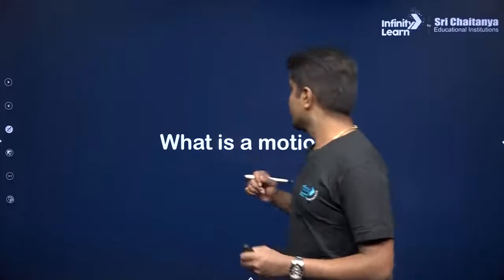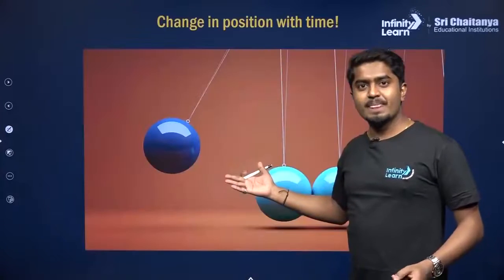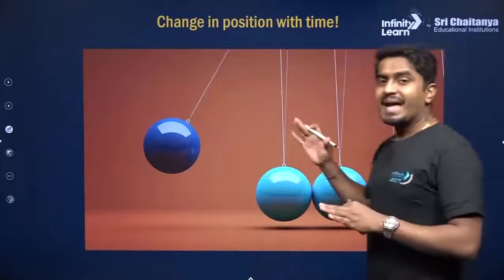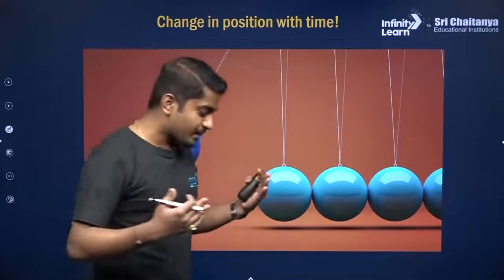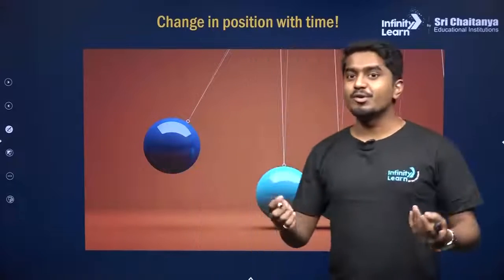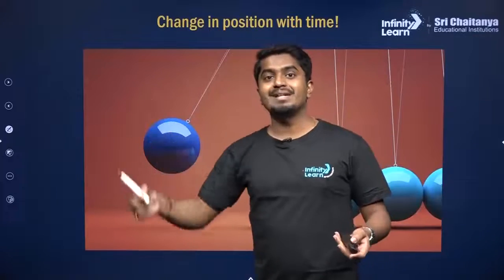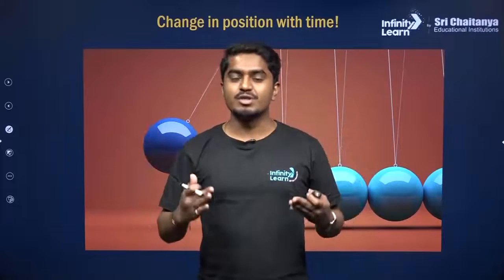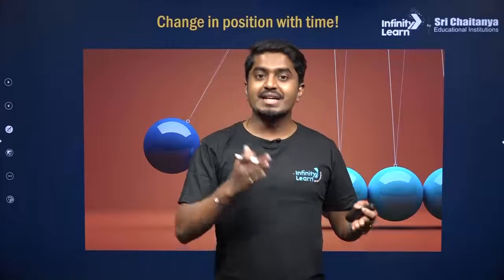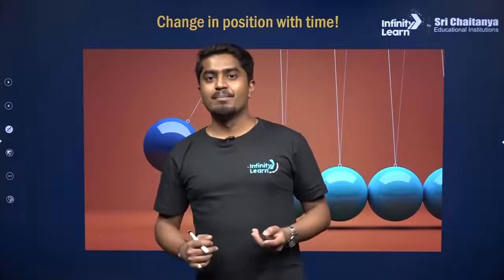So first, let's understand what is a motion. Do you know what is motion? Motion is very simple. Whenever something is moving, that we call a motion. For example, I am walking here, so that is a motion. If I am moving the pen up and down, there is a motion, right? If I am moving my hands, there is a motion. So whenever the object changes its position with respect to time, that is called motion.